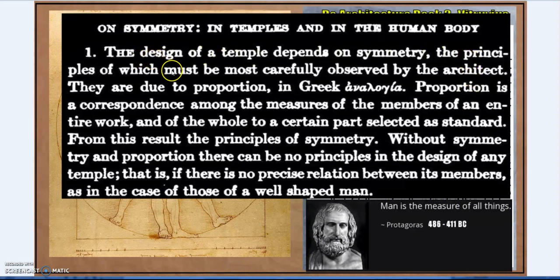But this concept, the design of a temple depends on symmetry, the principles of which must be most carefully observed by the architect. They are due to proportion, in Greek. Proportion is a correspondence among the measures of a member of an entire work and of the whole to a certain part selected as standard. From this result the principles of symmetry. Without symmetry and proportion there can be no principles in the design of any temple. That is, if there is no precise relationship between its members, as in the case of those of a well-shaped man. Man is the measure of all things, the proportion, and also the measures emerge from their feet, cubits, fingers, inches or thumbs, span.